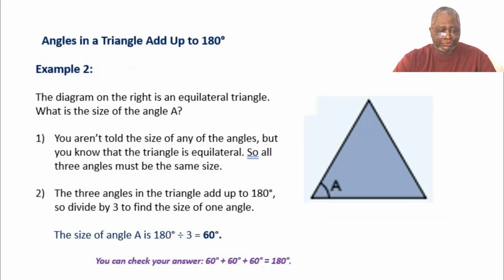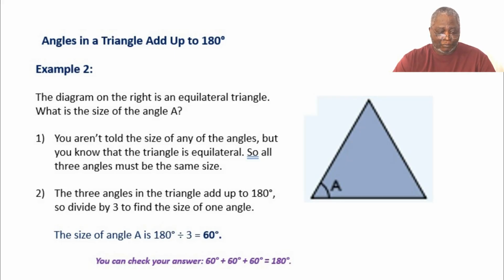Let's look at example 2. The diagram on the right is an equilateral triangle. That means all the sides are equal. What is the size of angle A? A fact you must remember: all three angles in an equilateral triangle add up to 180 degrees and are equal.